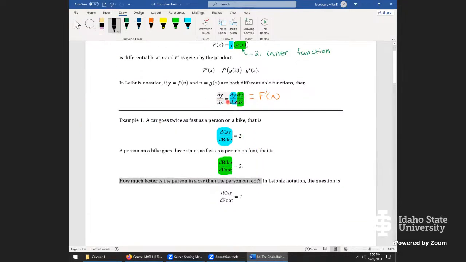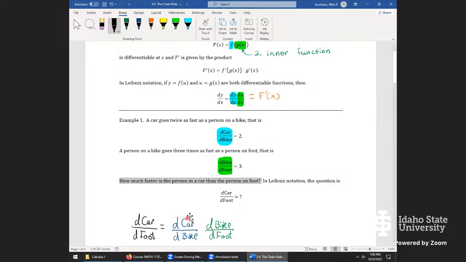I'll scroll just a bit so we can focus on this line right here. So the rate of change of the person in the car with respect to the person on foot. In Leibniz notation, well, we know we're going to be using the chain rule because we're relating car to being on foot, but there's no such derivative here. So we first put in the rate of change of the person in the car with respect to the person on the bike. That's the first portion right here of the chain rule in Leibniz form. And then it multiplies by the rate of change of the person on the bike with respect to the person on foot. So that right there is how the chain rule comes together.